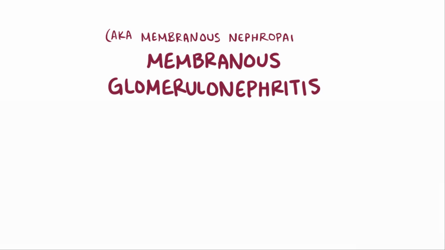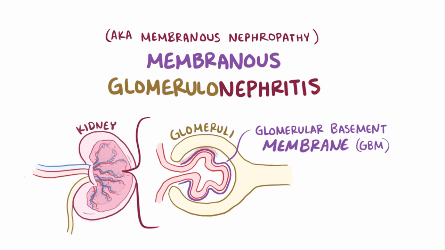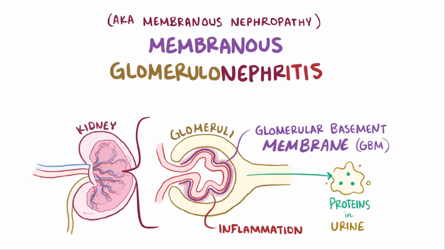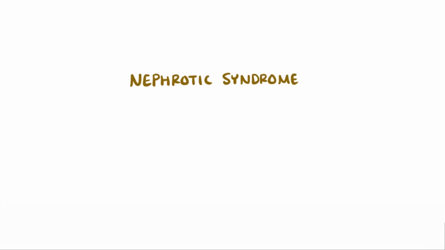Membranous glomerulonephritis, also known as membranous nephropathy, is where the glomerular basement membrane, or GBM, which lines the glomeruli in the kidney, becomes inflamed and damaged, which results in increased permeability and proteins being able to filter through into the urine, causing nephrotic syndrome. But what exactly is nephrotic syndrome?